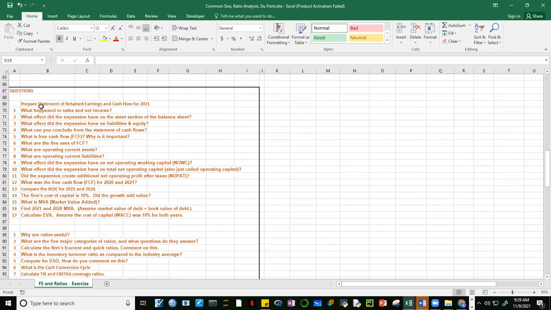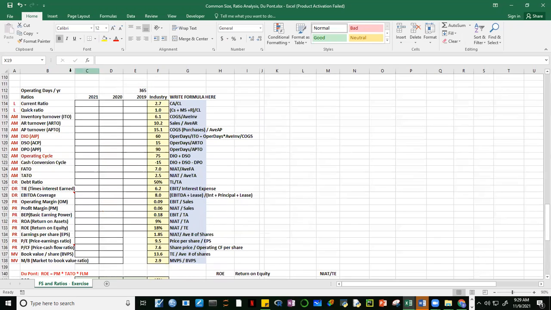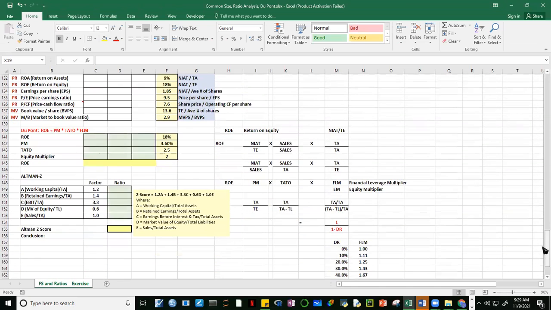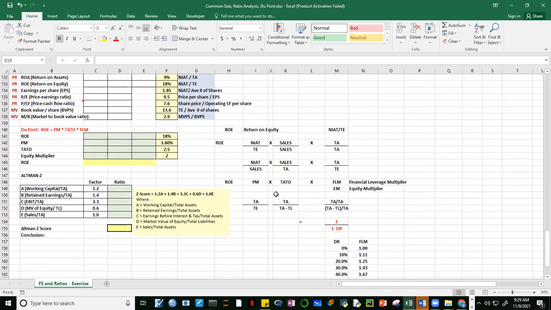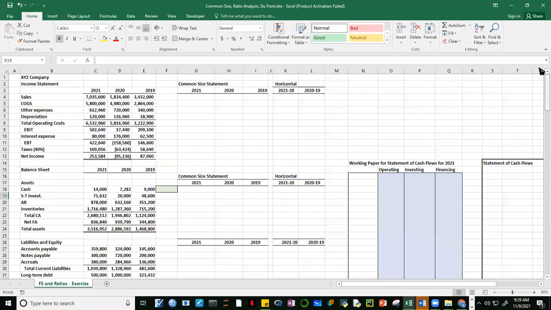And then there are some questions here that we want to answer. Some of these questions will be part of your long quiz next week. Then you have some ratios, and I already wrote the formulas here for your reference. And then you have a DuPont analysis and Altman-Z. So that's our goal for the next two sessions. Today we're going to start with the common size statement and horizontal analysis.